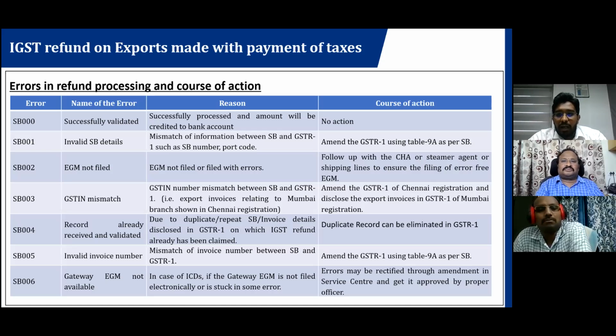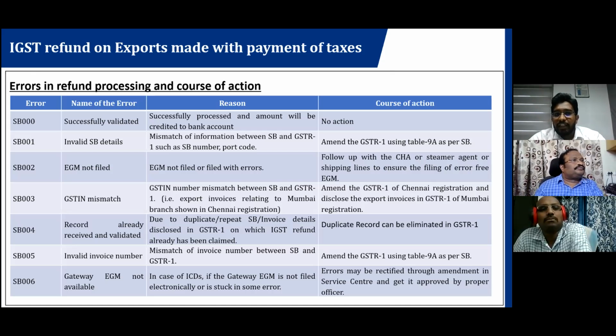First error, I'm just briefing the type of errors and course of action in such cases. First, it's not an error actually. SB000. That means your refund is successfully validated. You will get your refund. Next error, SB001. Invalid shipping bill details. While filing GSTR1, you would have entered incorrect shipping bill details.